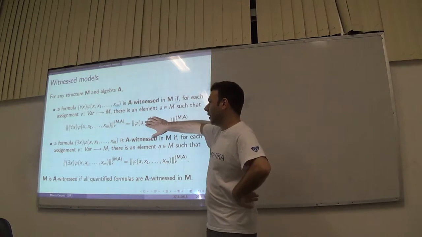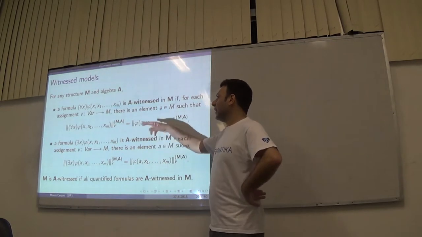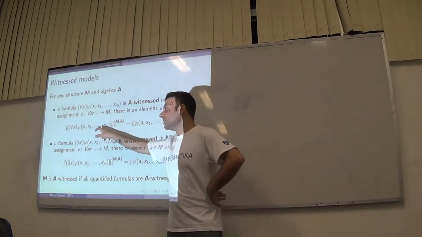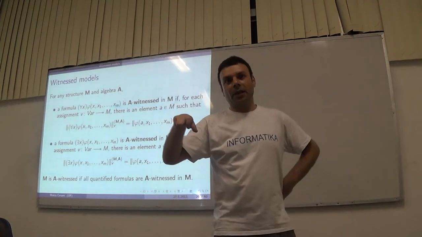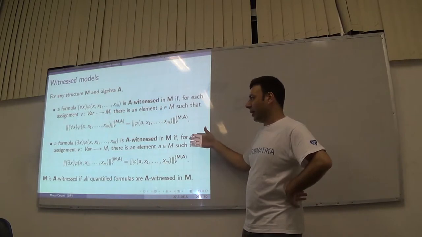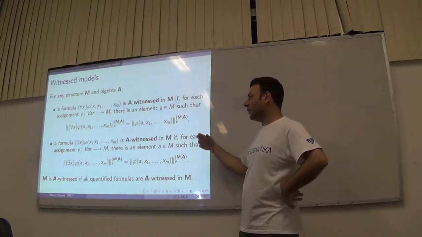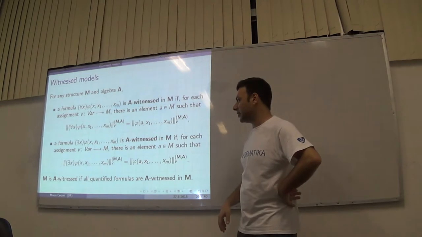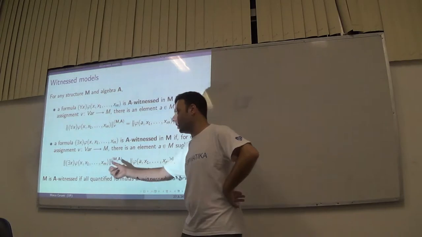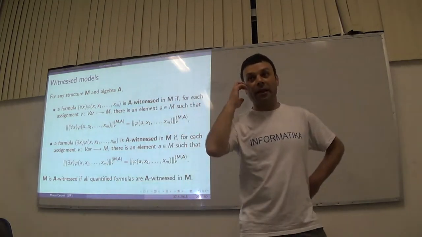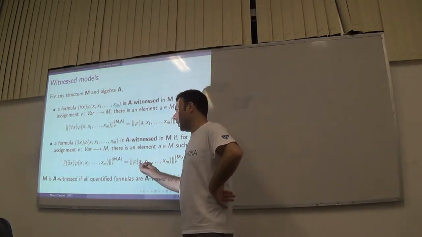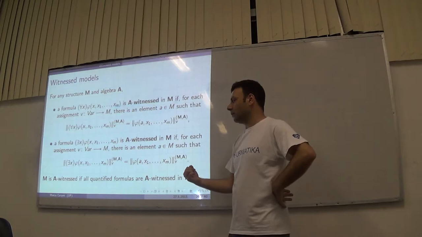If, leaving fixed the parameters, there is an element of the domain such that the value instantiated in this element is equal to the universal quantification. And the same for existentially quantified formulas. If, leaving fixed the parameters, there is an element of the domain such that instantiating the formula with this element, the value is the same as the quantified formula. That is, this element will be a witness of the quantified formula.